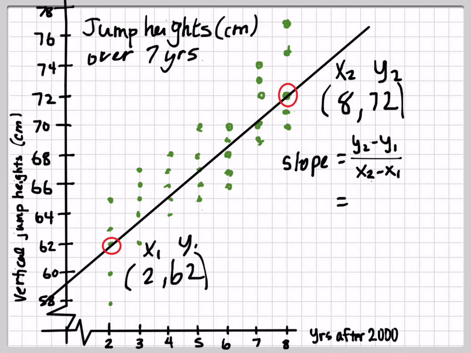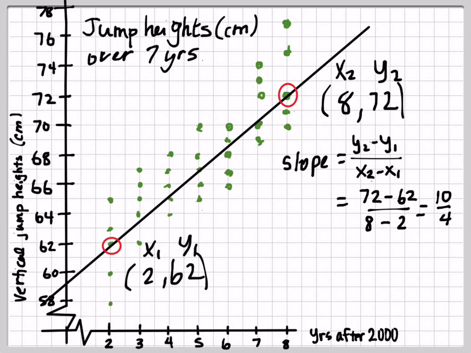And that means then that this one would be x1 and this one may be y1. So y2 would be 72 minus y1 is 62. For me, yours may not match this. So please make yours match your data. And then x2 on mine is 8 and x1 is 2. So I'm getting something like 10 over 4, which would be 5 halves, or 2.5.